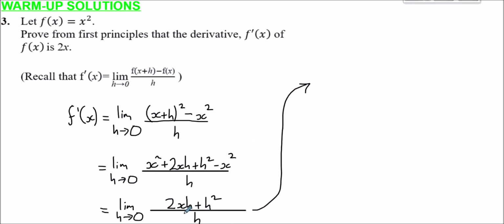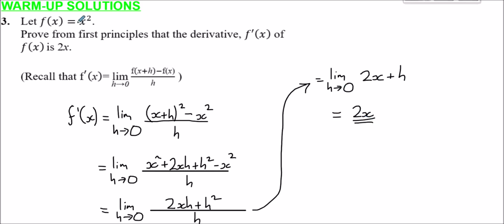So this will now cancel off. We've got an h on the numerator and on the denominator, so we can simplify this. That's the limit as h goes towards 0. 2xh over h just gives us 2x. h squared over h just gives us 1h. So the 2x is independent of h, so that's going to stay as it is. But as h goes towards 0, this h term here is going to vanish. So we're just going to be left with 2x.